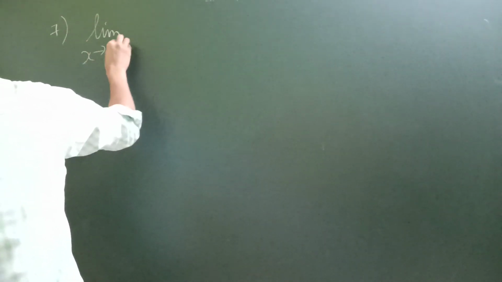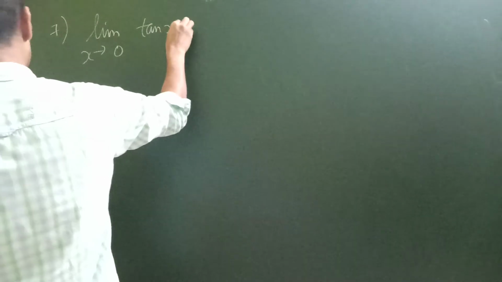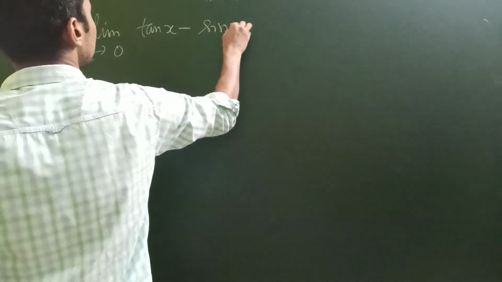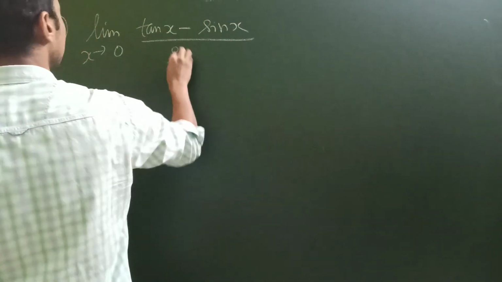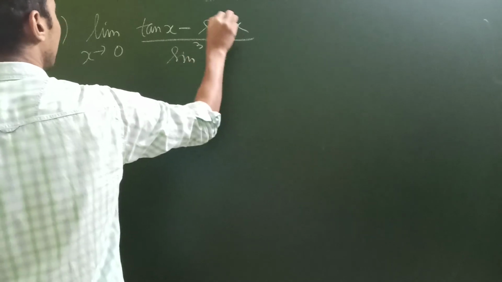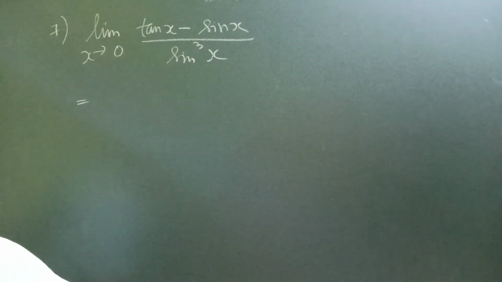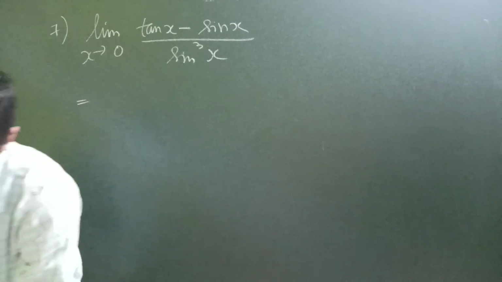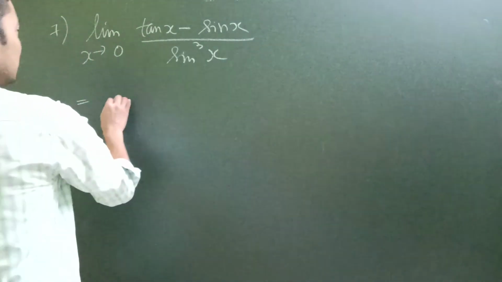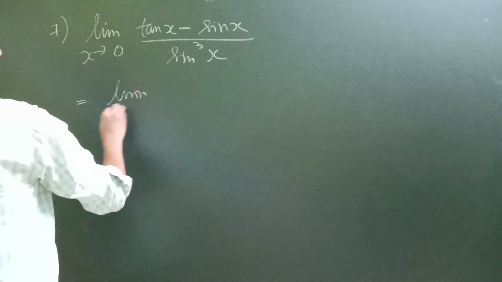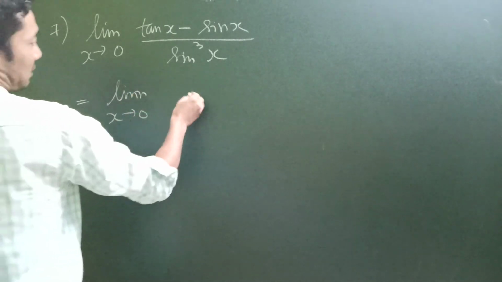Question 7. Limiting value as x tends to 0, tan x minus sin x upon sin cube x. Okay, so now let's see how do we solve this. This is also going to be a good question. So here also if you put x equal to 0, I think you will be getting 0 by 0. So now let's solve this.